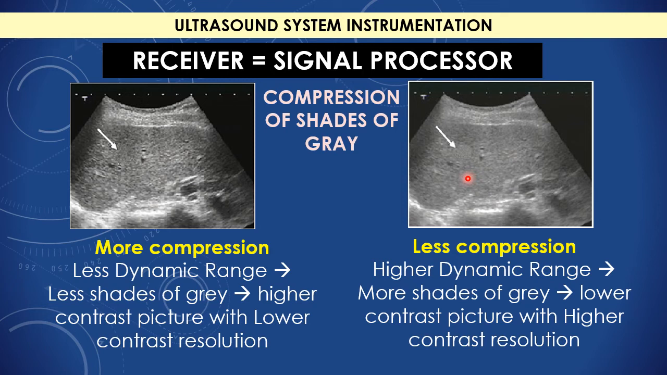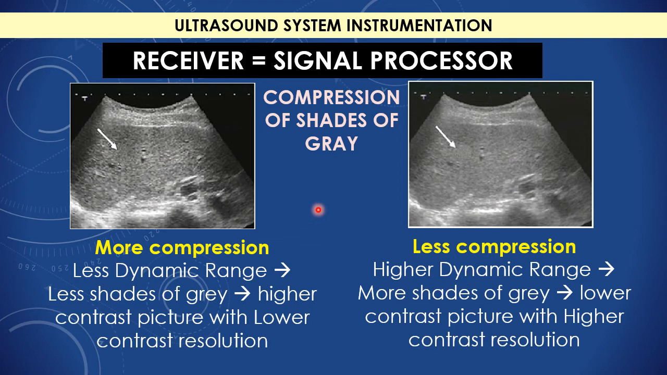Okay, we need to know something here. The word compression and the dynamic range are opposites. So if I have high compression, like this, I have lower dynamic range. If I have less compression, I will have high dynamic range. So they are the opposite. Always, they are the opposite.